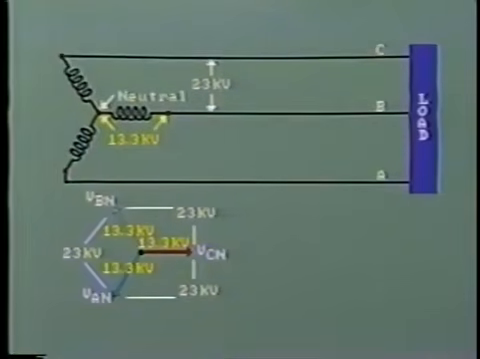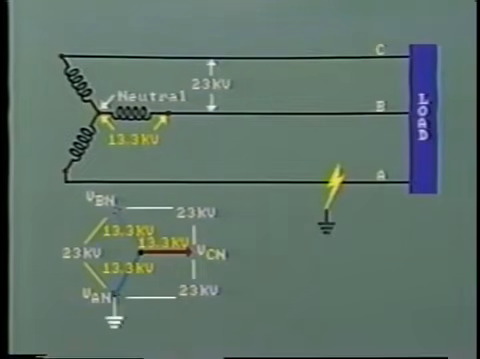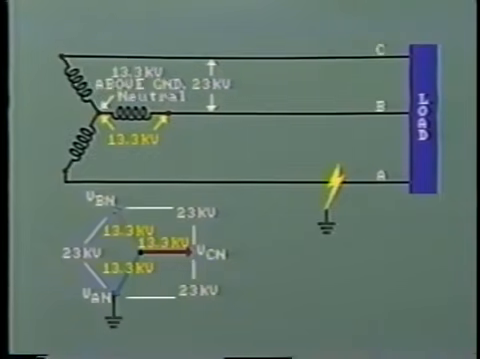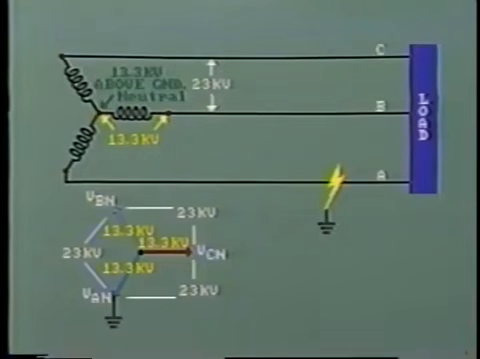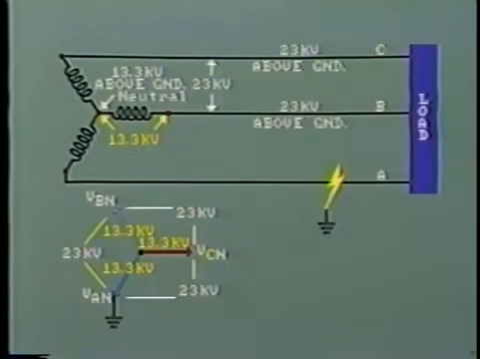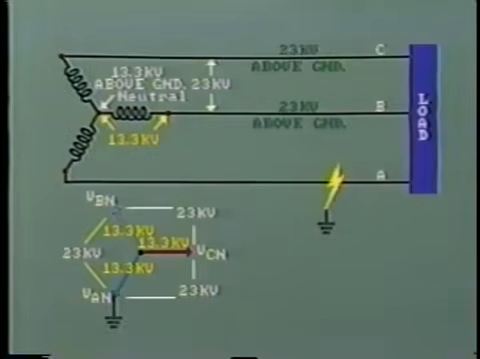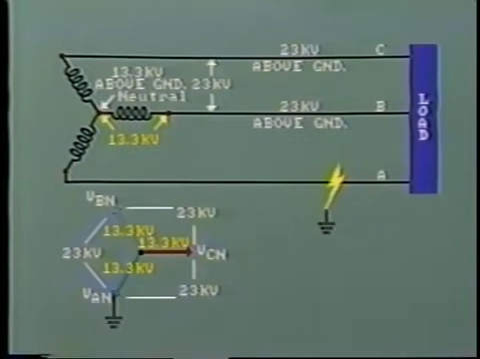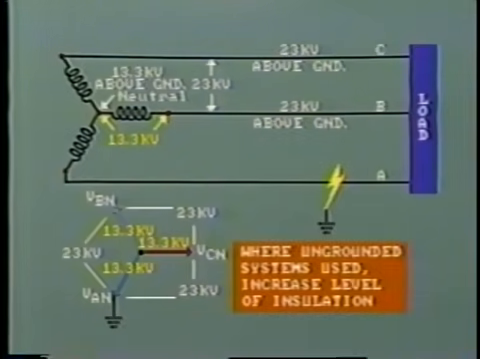Now, suppose a solid ground fault occurs on line A, reducing this line voltage to ground potential. The potential of the neutral will rise to 13.3 kV, and the line to ground voltage on lines B and C increases to 23 kV. This will greatly stress and possibly damage the line and equipment insulation. In fact, where ungrounded systems are used, it is normal to increase the level of insulation to withstand at least line-to-line voltage.